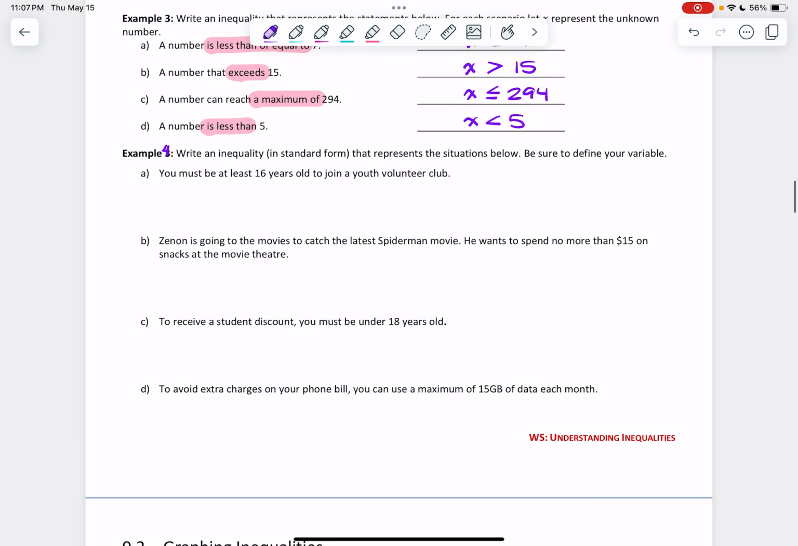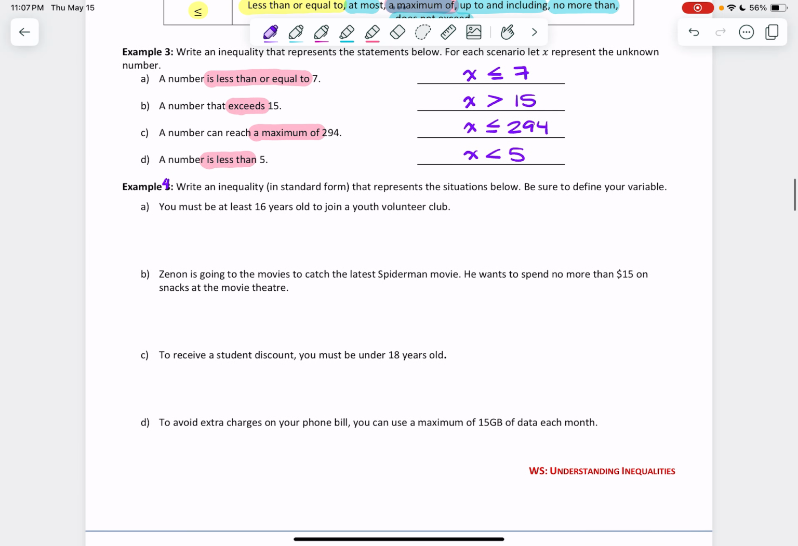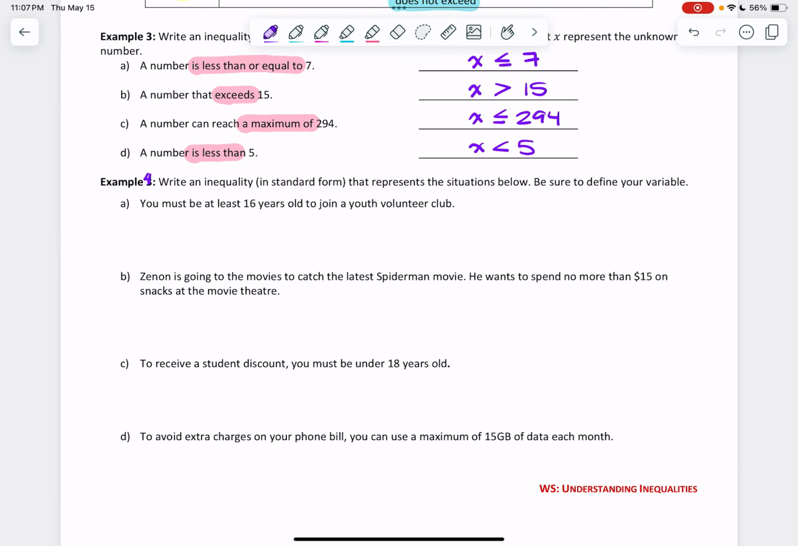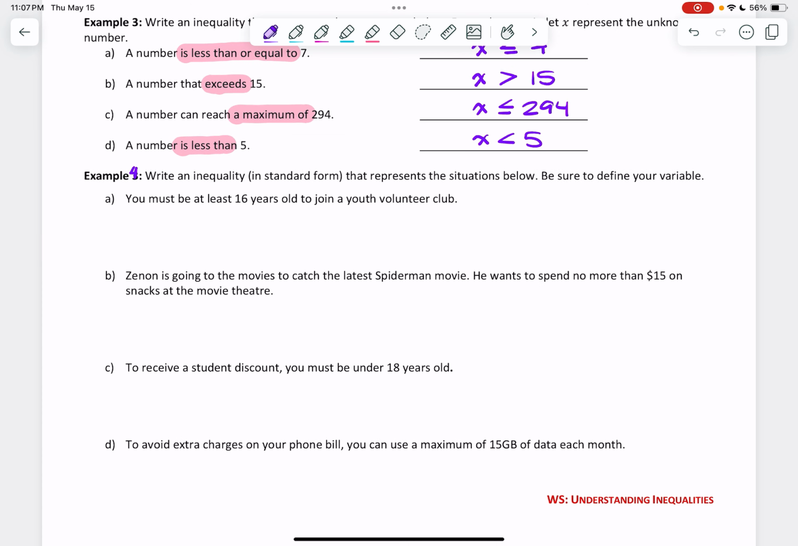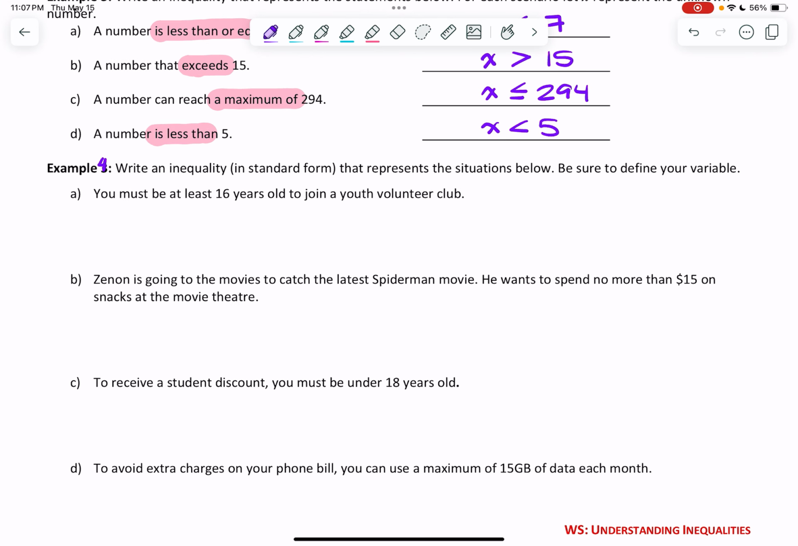Now we have 4 examples where we're doing the same thing, except we're providing context. It's just not a number this time. It's an actual scenario. So in each of these, we need to make sure we're defining our variable, and then we're going to write an inequality. I'm going to do the first one with you, then you're going to try the next few on your own, and we're going to do them together afterwards.